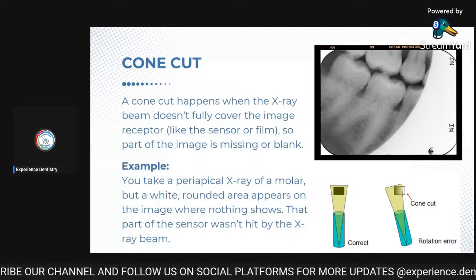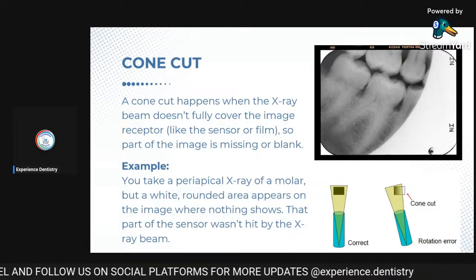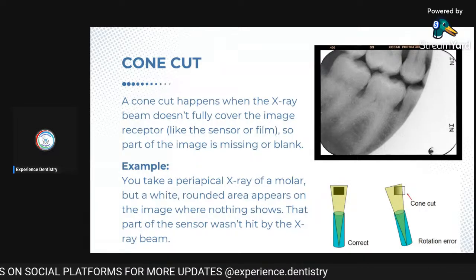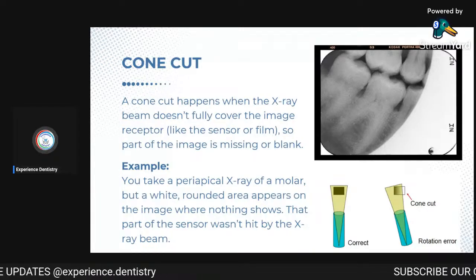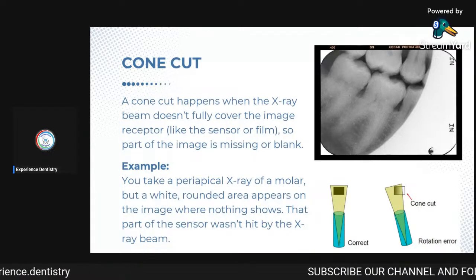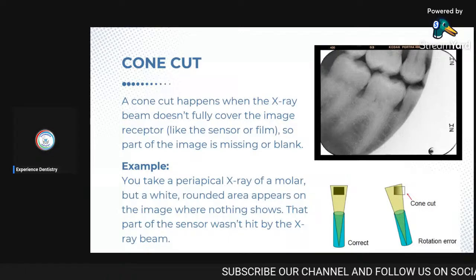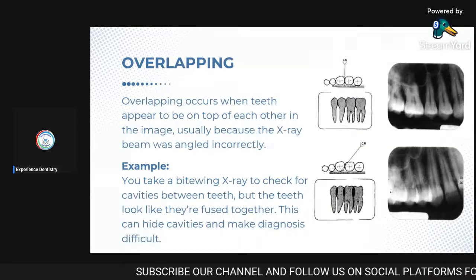Okay. When you have misaligned the angulation of the X-ray, there is a part of the film that has not been exposed, and it appears as a pointer. Okay. Then there is overlapping.